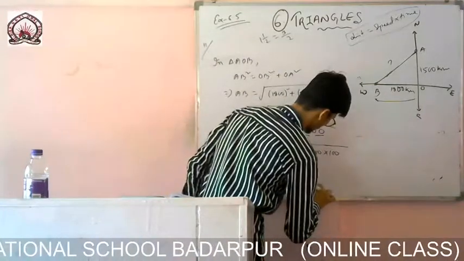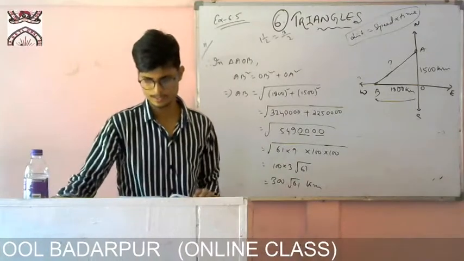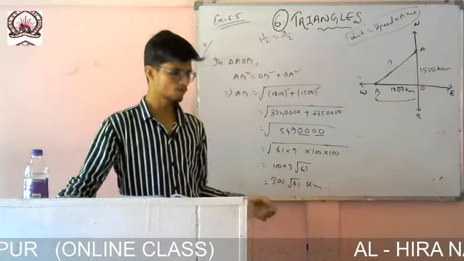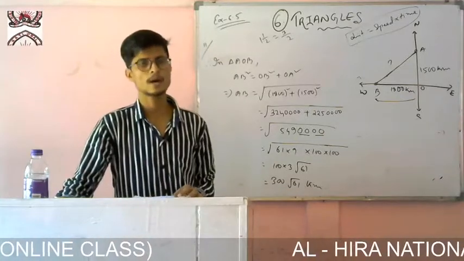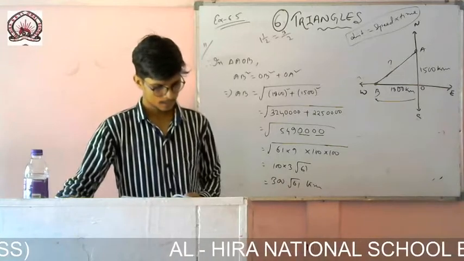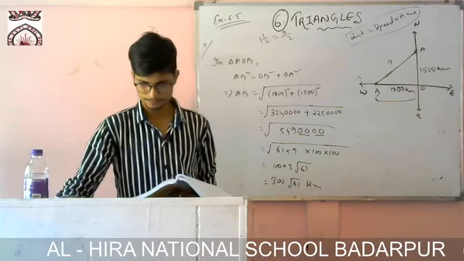So therefore the required distance between them is equal to 300 root 61 kilometer. So now let us move to question number 12.